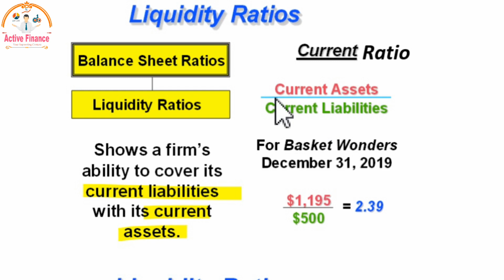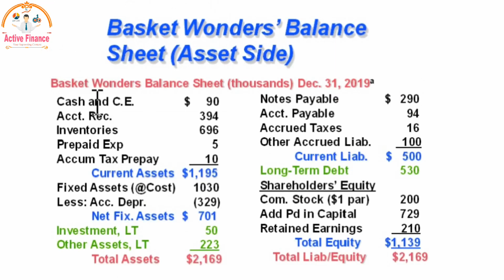So this data you will find in balance sheets. So here I have mentioned that you can easily understand where you will find this data. From balance sheet you will find the current assets and current liabilities. So let's have a look at the balance sheet. I have taken the balance sheet from Basket Wonders. So here we will find the current assets. These are the current assets of Basket Wonders and these are the current liabilities of Basket Wonders.